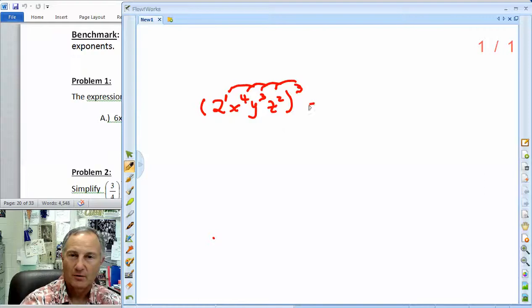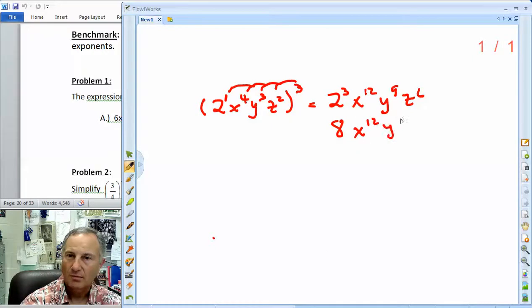So when we do that, we're going to get 1 times 3, that's 2 to the 3rd power. That's going to be x to the 12th power, 4 times 3. Y, 3 times 3 is 9. And z, 2 times 3 is 6. 2 times 2 times 2 gives us 8. X to the 12th, y to the 9th, z to the 6th.